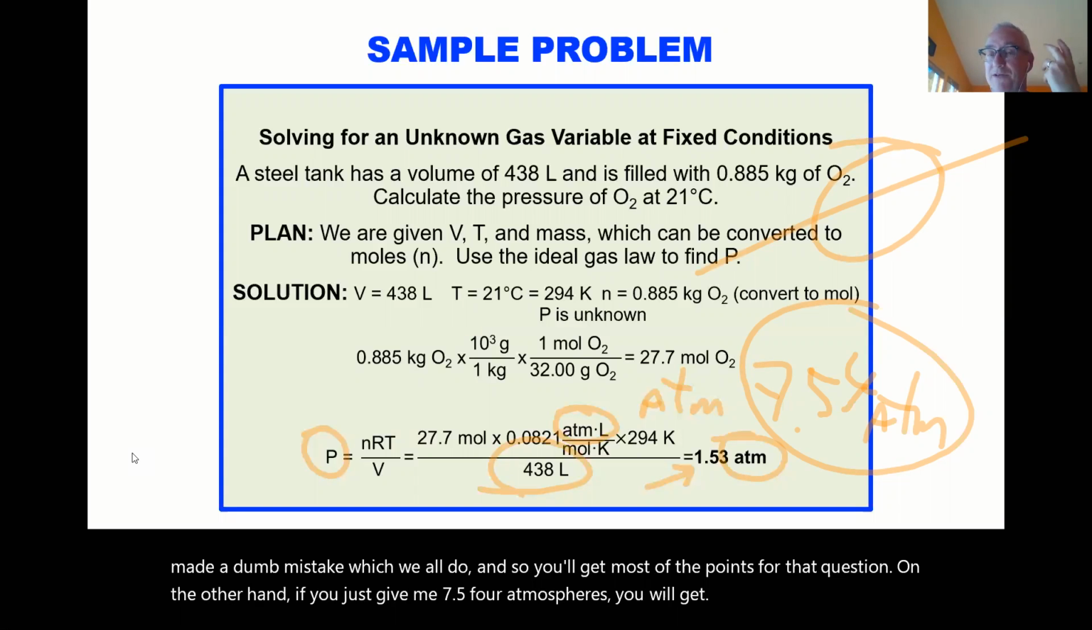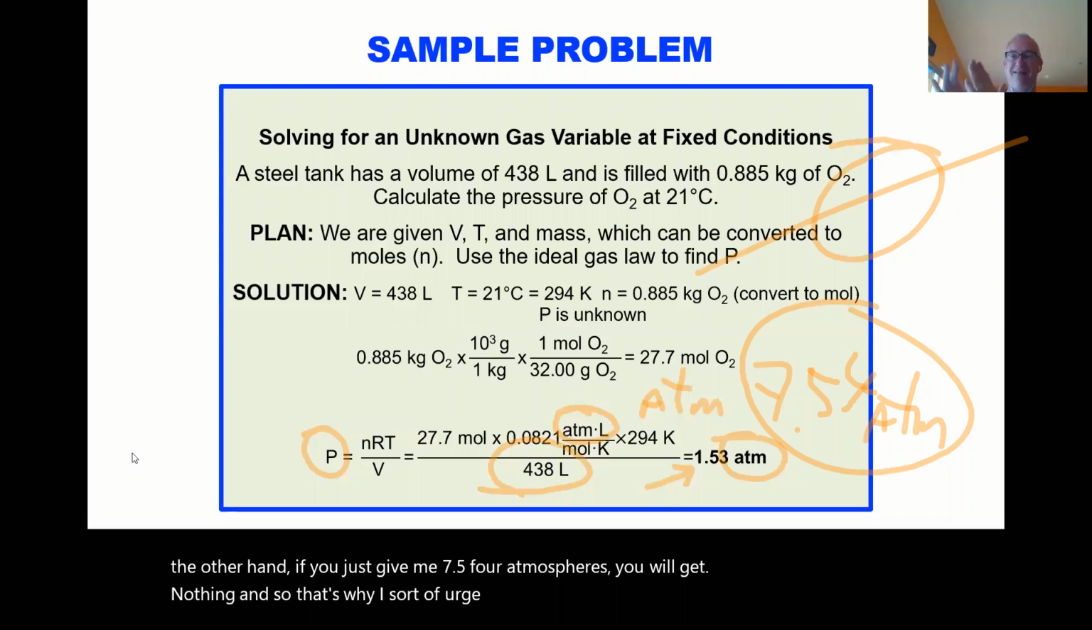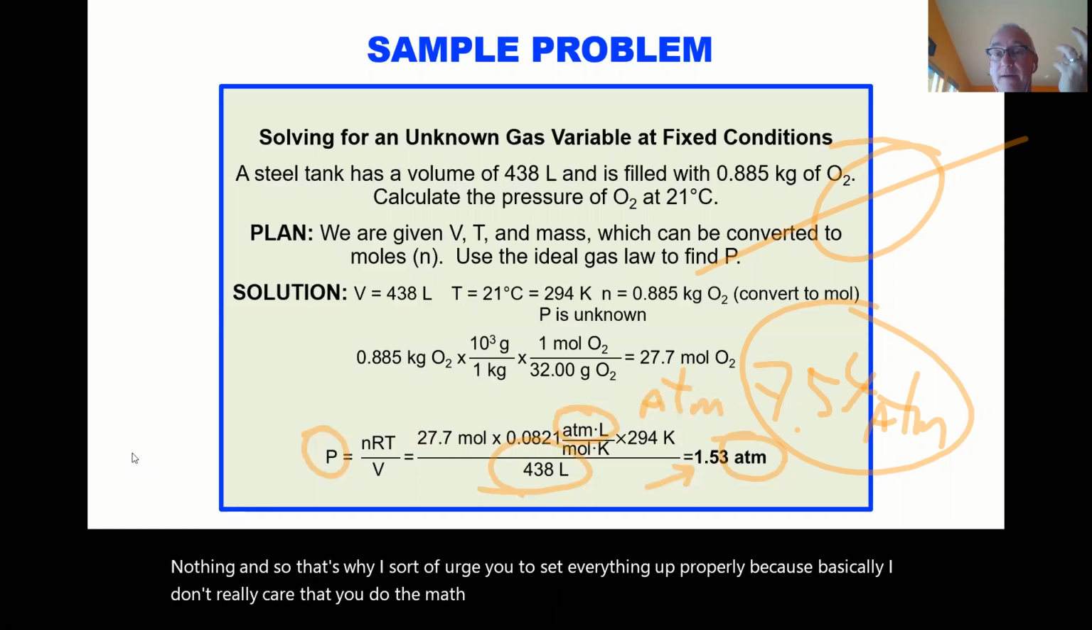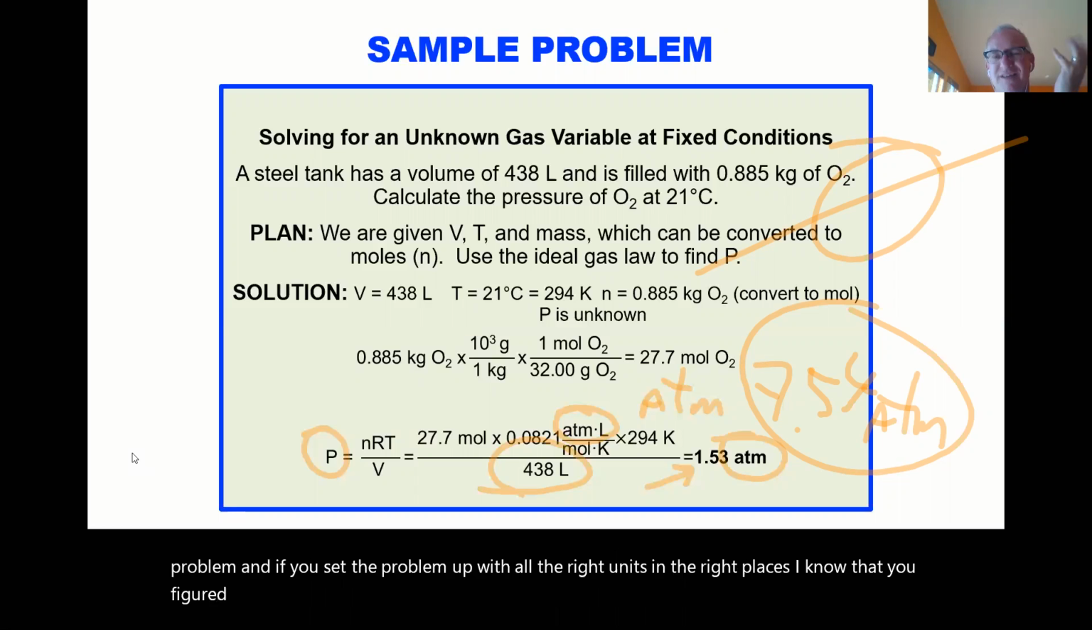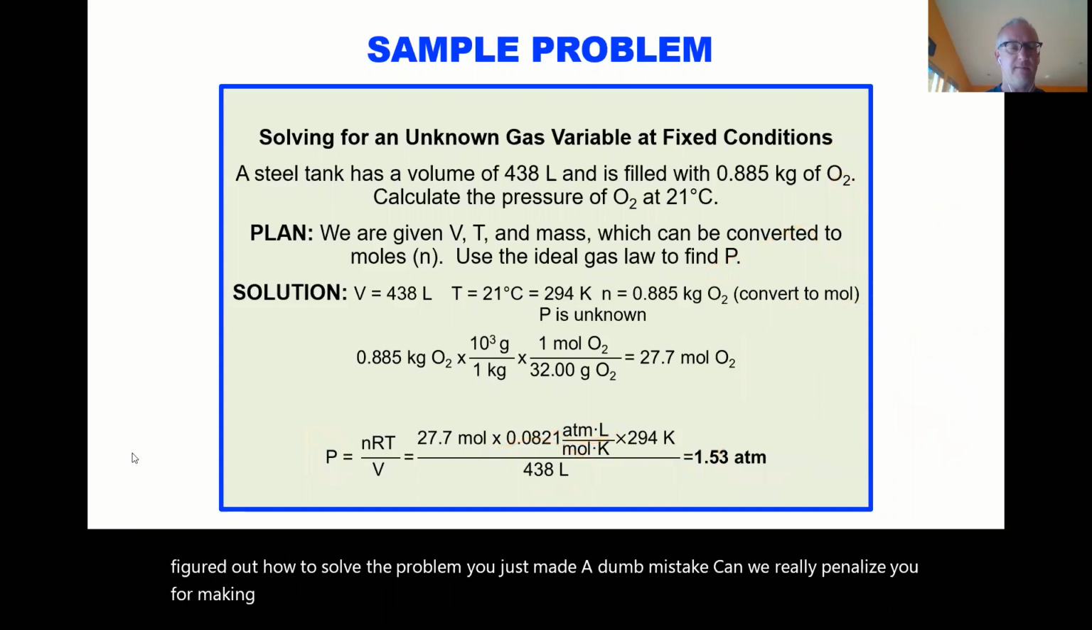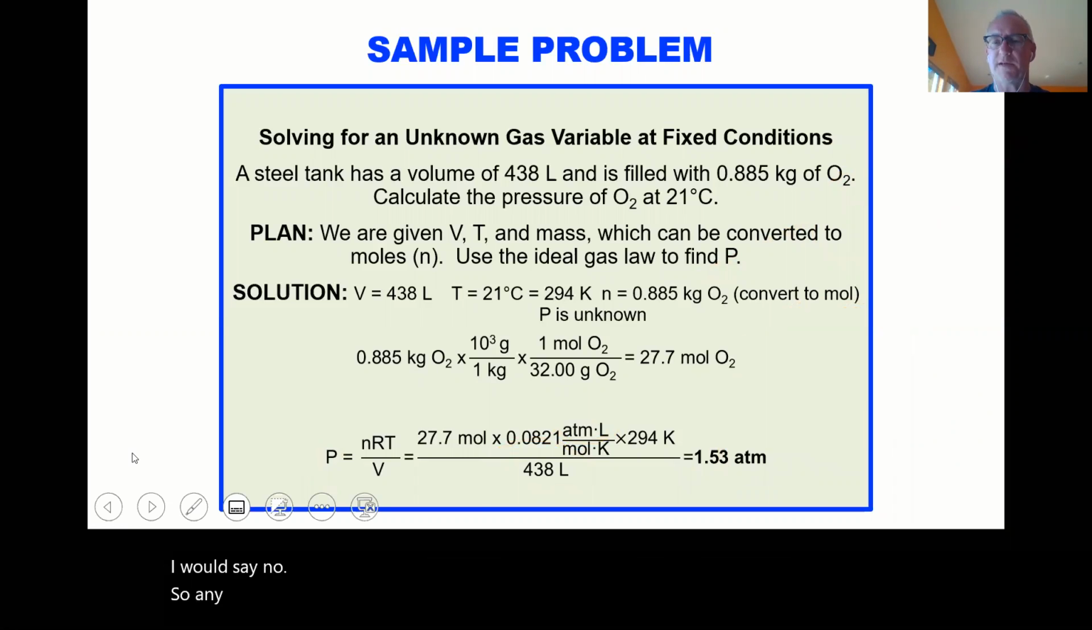And so that's why I urge you to set everything up properly, because basically I don't really care that you do the math properly. What's really important is that you know how to solve the problem. And if you set the problem up with all the right units in the right places, I know that you've figured out how to solve the problem. You just made a dumb mistake. Can we really penalize you for making dumb mistakes? I make more of them than most. I would say no. So any questions about how you do this particular kind of problem?